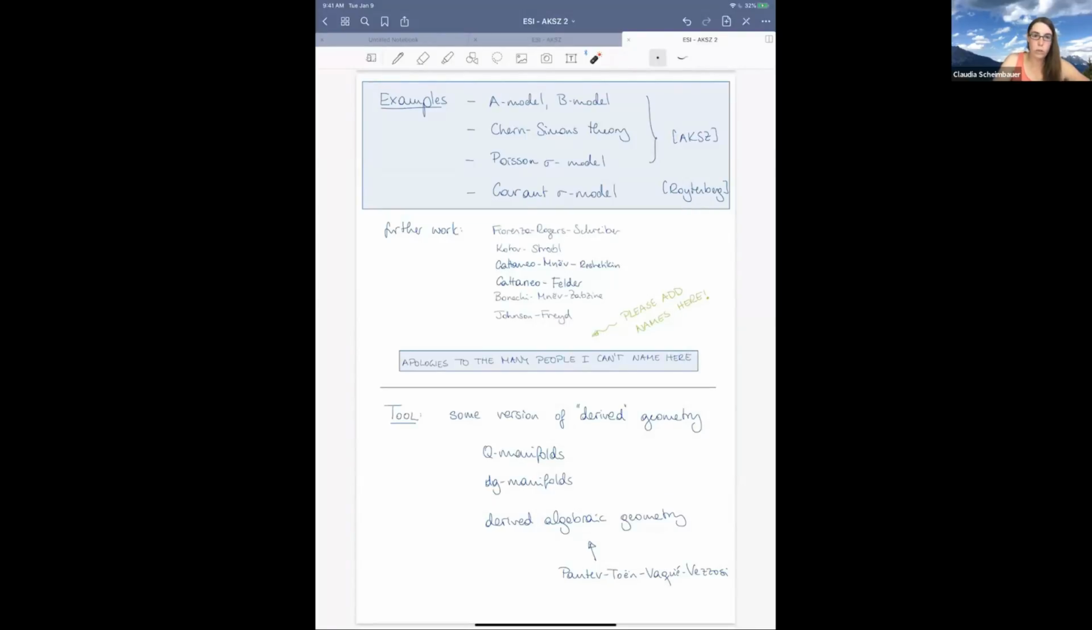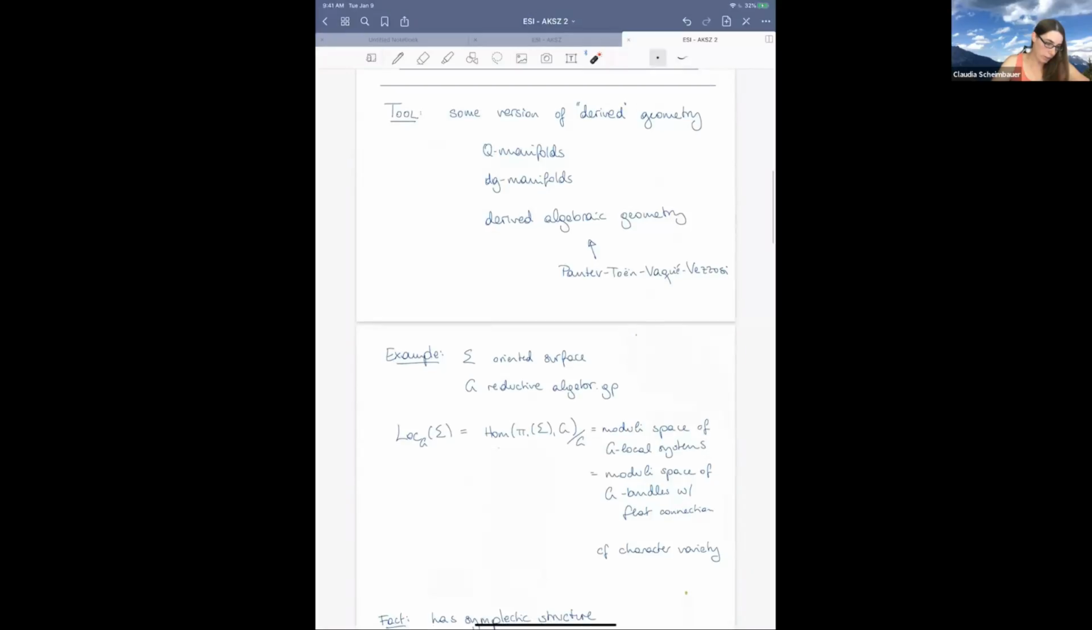And what we will use today is derived algebraic geometry. And well, the main reason for this is that this was strongly developed in a way where we can interpret what a differential form is. Pantev, Toën, Vaquié, and Vezzosi have this seminal paper where they explain how to define derived symplectic forms in this context.